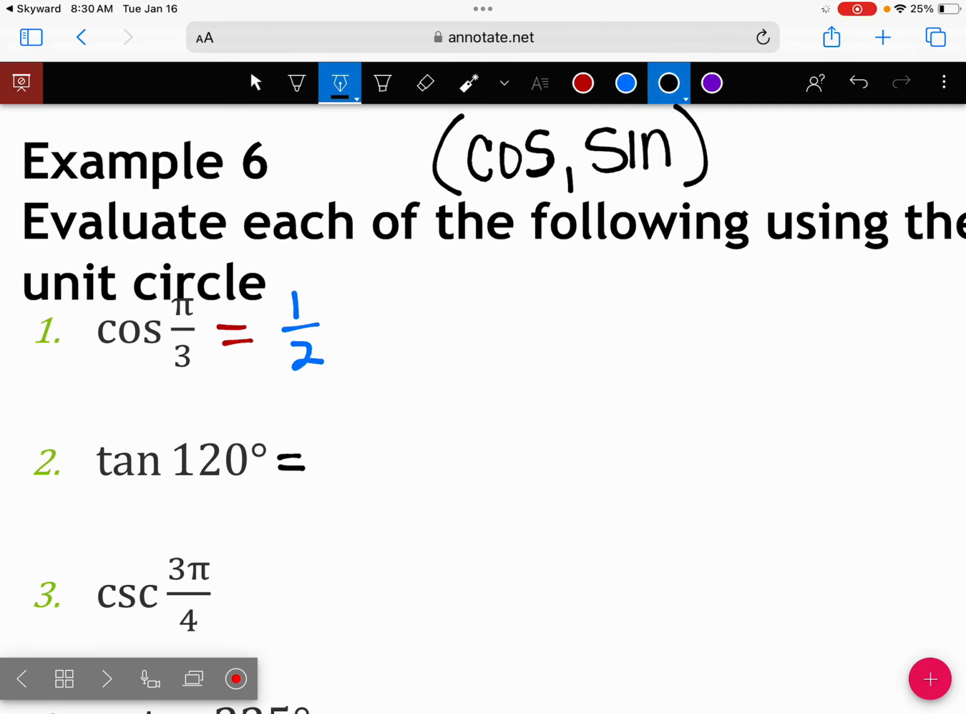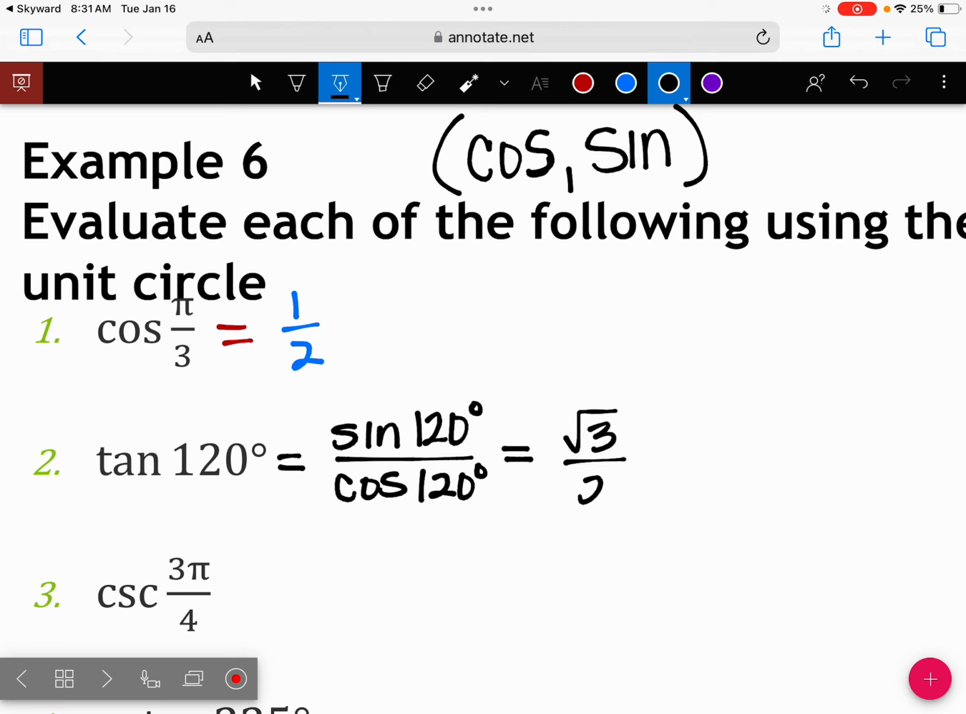All right, tangent, though, you have to take the sine of 120 and divide that by cosine of 120. So let's look at our unit circle. Find 120 degrees. So the sine is positive √3/2, and you're dividing that by the cosine, which is -1/2. Go ahead and do your keep, change, flip to find the tangent.